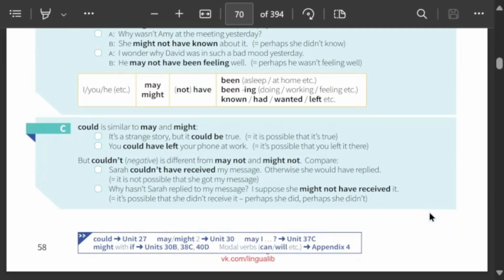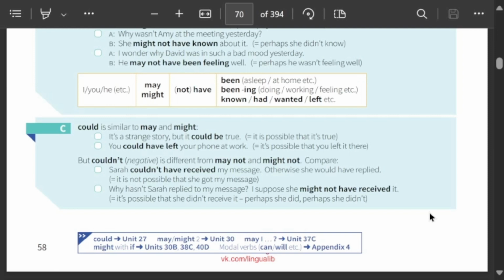Last one. Could is similar to may and might. It's a strange story, but it could be true. It's possible that it's true, you see? It is possible. It's a possibility. It could be true. You could have left your phone at work. It's possible that you left it there. You might have left your phone at work.